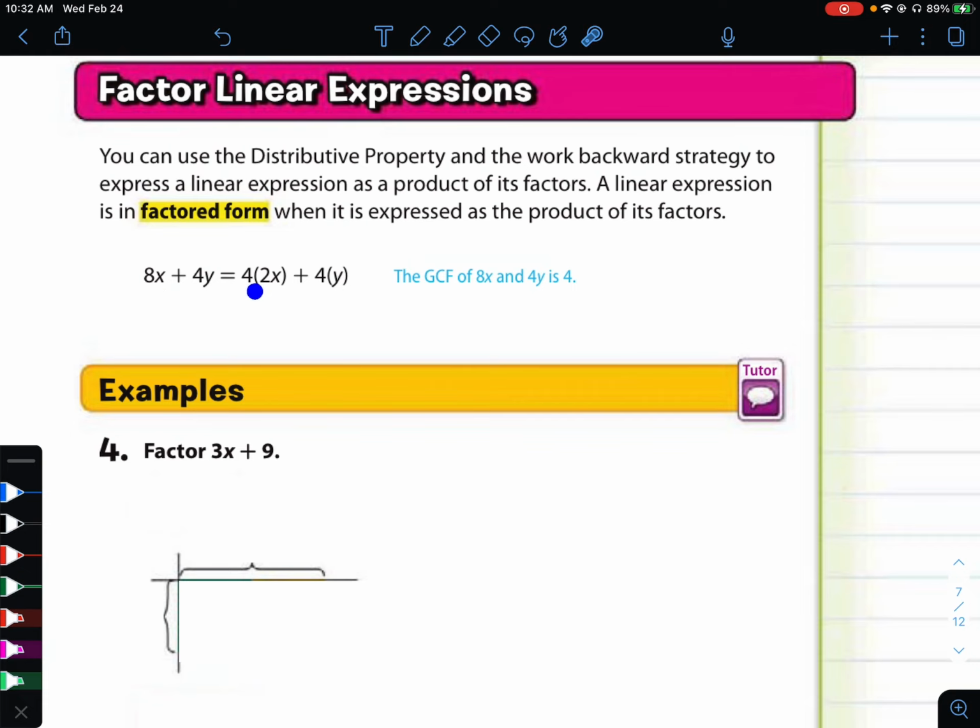So 8x is 4 times 2x. 4y is 4 times y. And using the distributive property, I can actually take this out. So this now becomes 4 times the quantity 2x plus y using the distributive property. Now, if you notice, it's multiplication, 4 times the quantity 2x plus y. It is now expressed as a product of its factors.